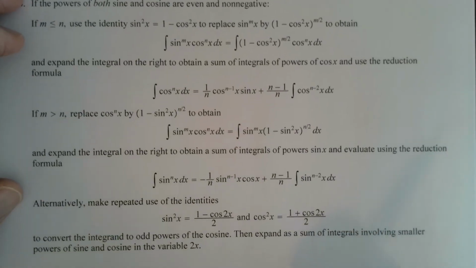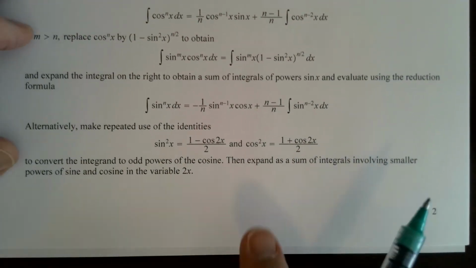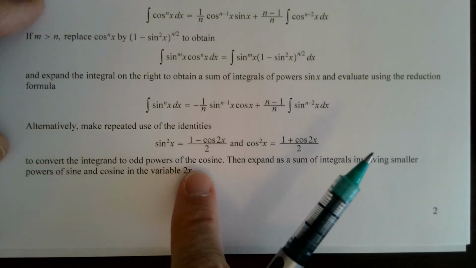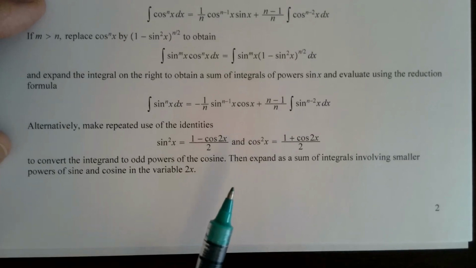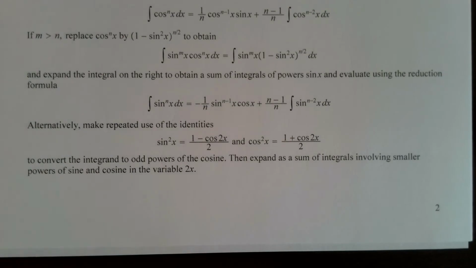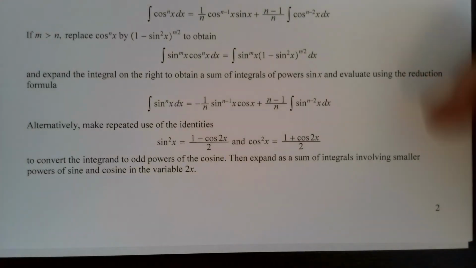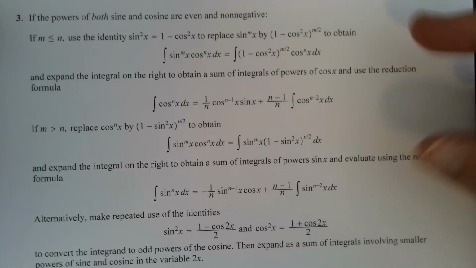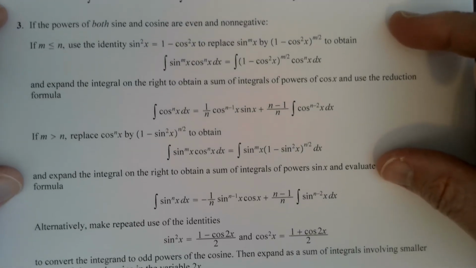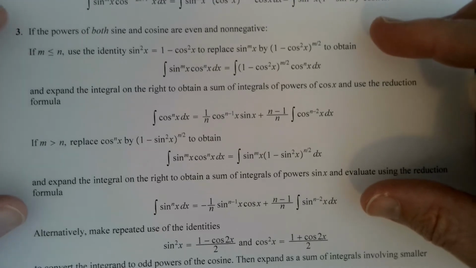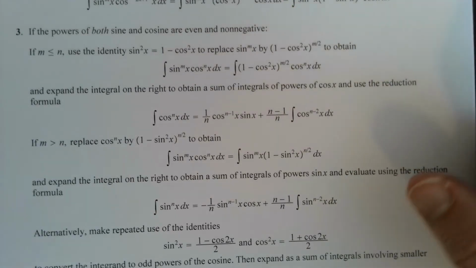That's one way to do it. There is an alternative way to do it. You can make repeated use of these identities to convert the integral to odd powers of cosine, and then expand as a sum of integrals involving smaller powers of sine and cosine in the variable 2x. So there are lots of other ways to do this. The book illustrates, I think, both of these ways. I'll mainly focus on this first way with one example. Bottom line is, if one of the powers is odd, we don't have to go here. If they're both even, then we have to go here.